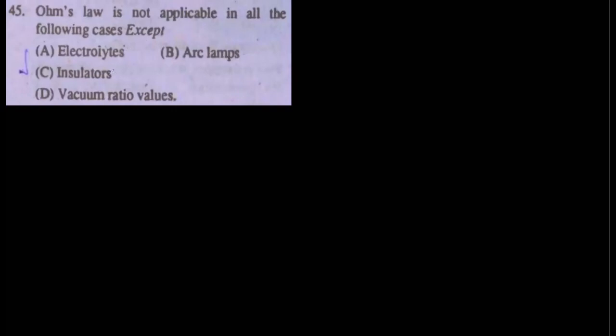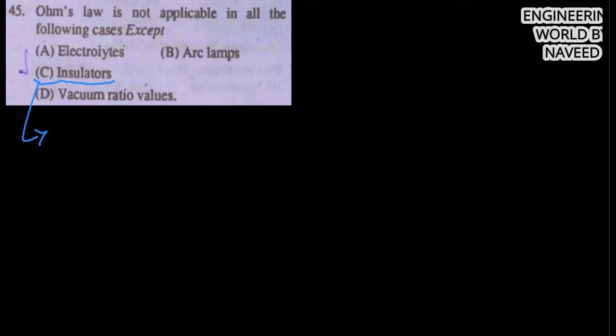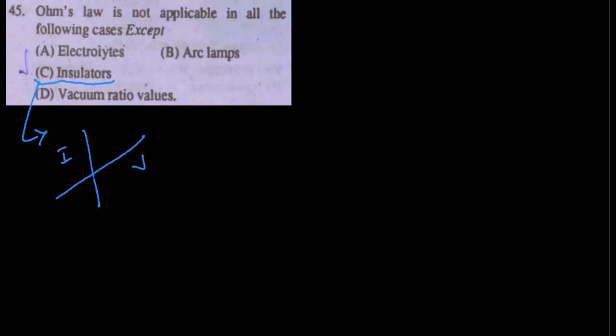Arc lamps, insulator, vacuum ratio value. So actually Ohm's law is not applicable to an insulator. So option C is the correct answer because an insulator is a non-conductor. It does not allow the current. In an insulator, your current will always remain zero. Whatever voltage you apply across an insulator, your current will always remain equal to zero.